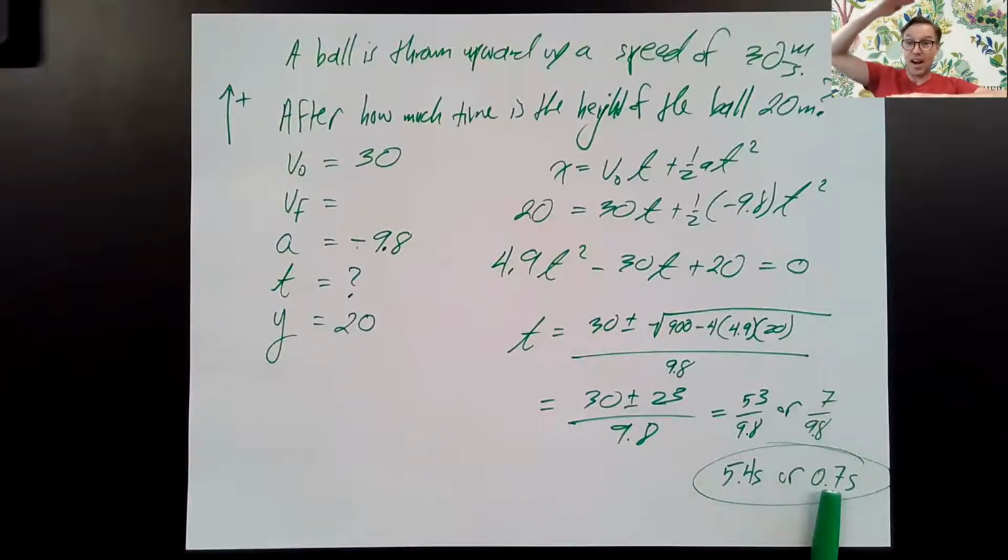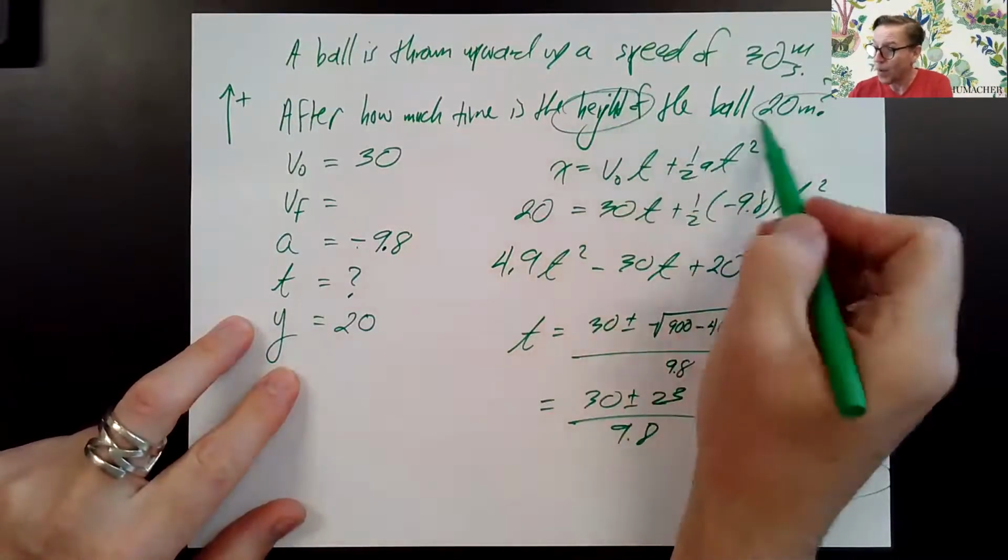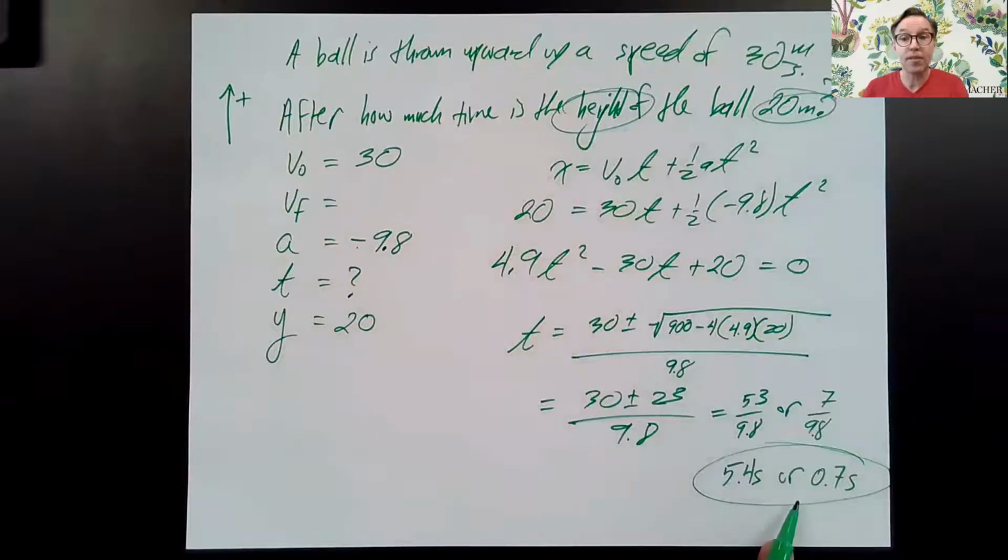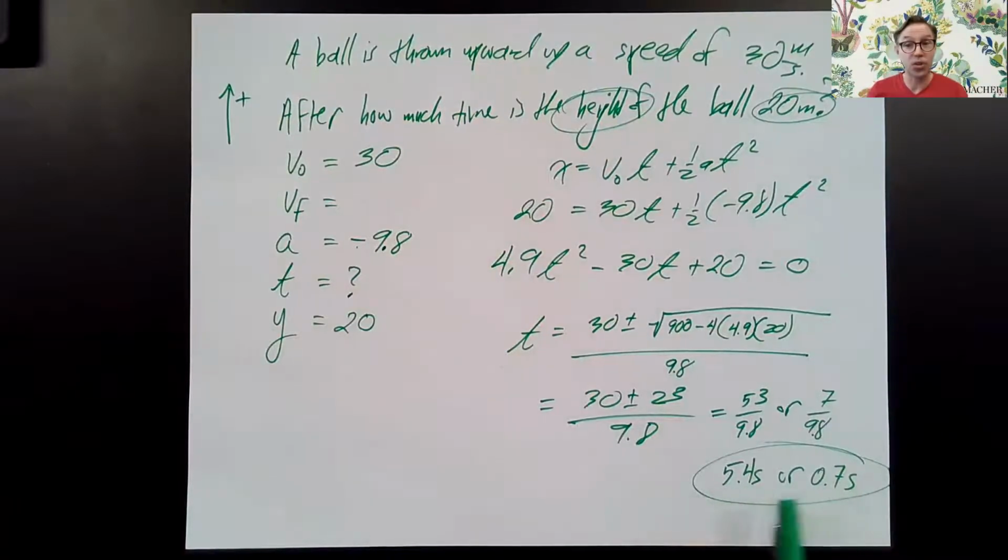And then it goes higher, higher, higher, and stops. And then it falls down, falls down, falls down, gets to a height of 20 meters again, 5.4 seconds after we started. And then it falls and hits the ground. So we reach a height of 20 2 different times, on the way up and then again on the way down. And that's why there are 2 answers.